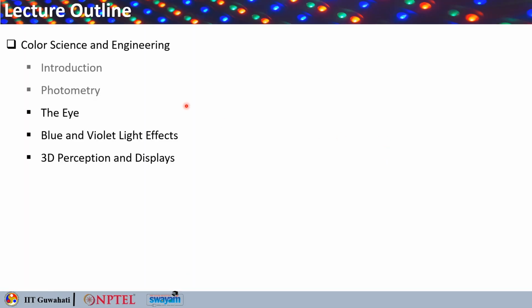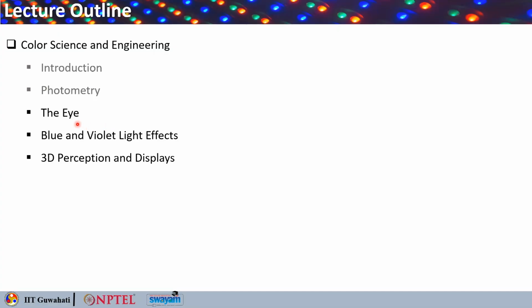Today's lecture will be on fundamentals of color science. So here is the lecture outline. In this particular topic of color science and engineering, in the previous lecture we introduced the two most relevant color systems, and then we also discussed photometry, the different units of measurement which are involved in this particular science. Today we will basically look into more details of the eye.